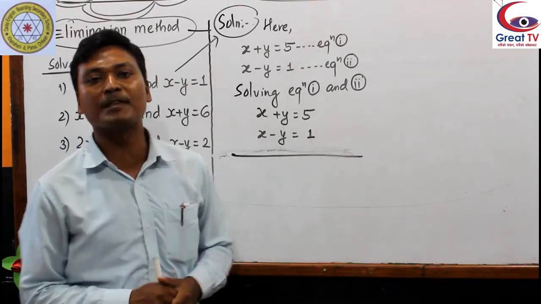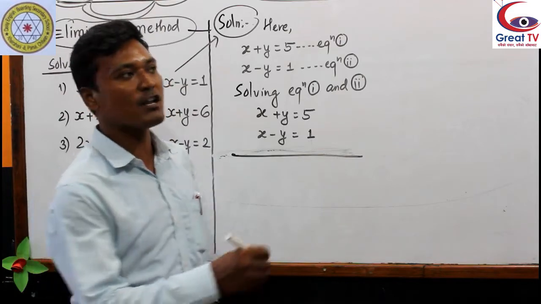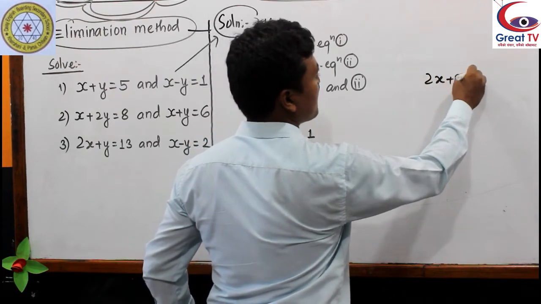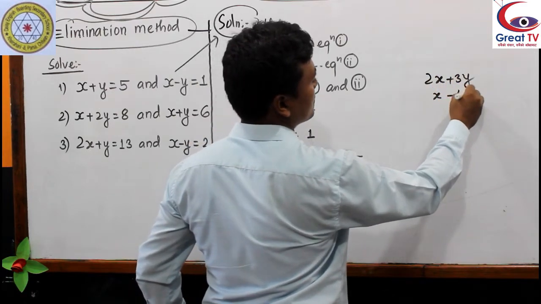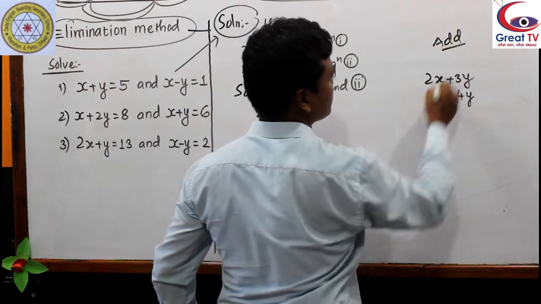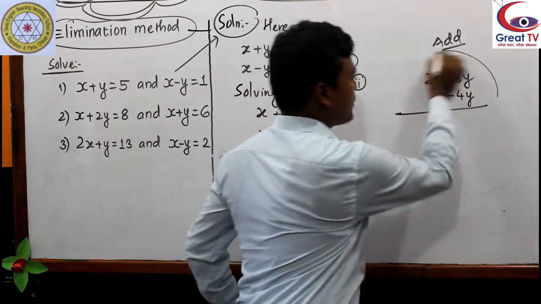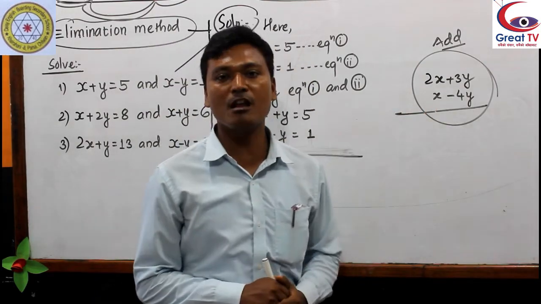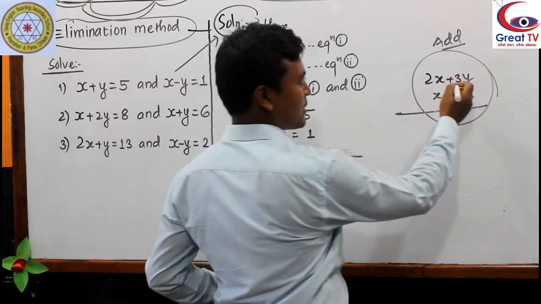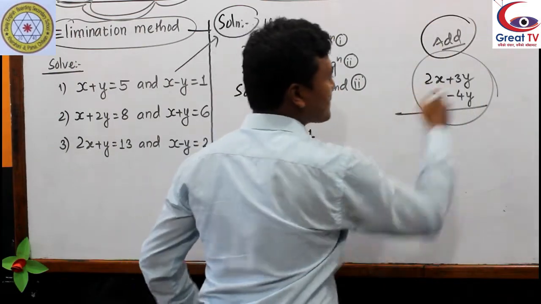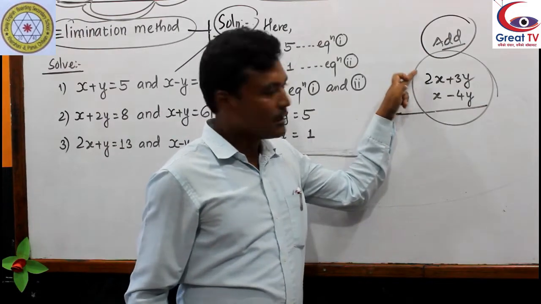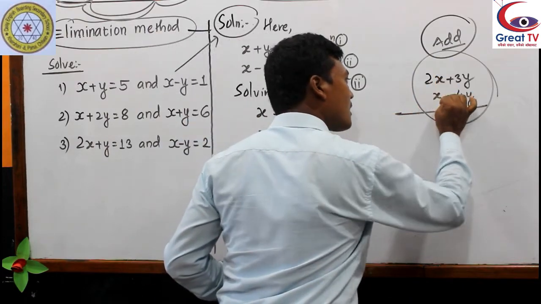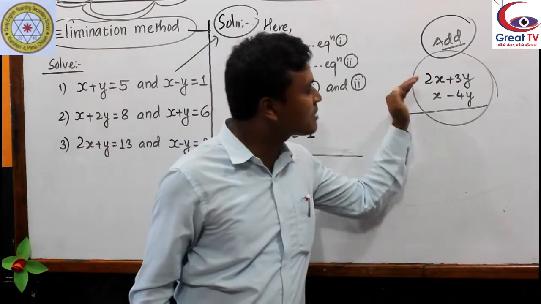And let me remind you something. In your lower classes, you read one concept in algebra in mathematics: 2x plus 3y, x minus 4y, you add one to the other. But when we are adding these two algebraic expressions by writing in vertical form, it is not necessary to change the sign of the terms of the expression written downside.